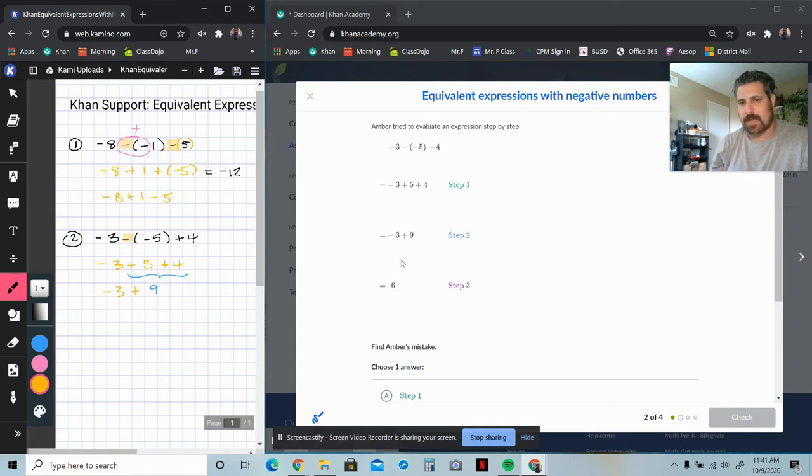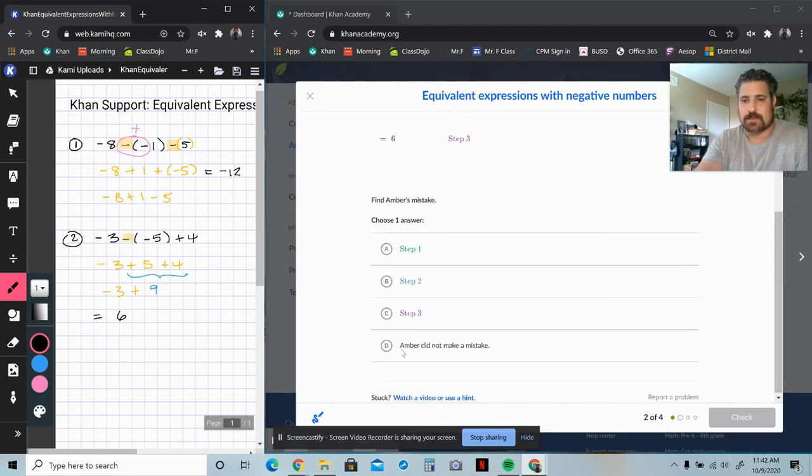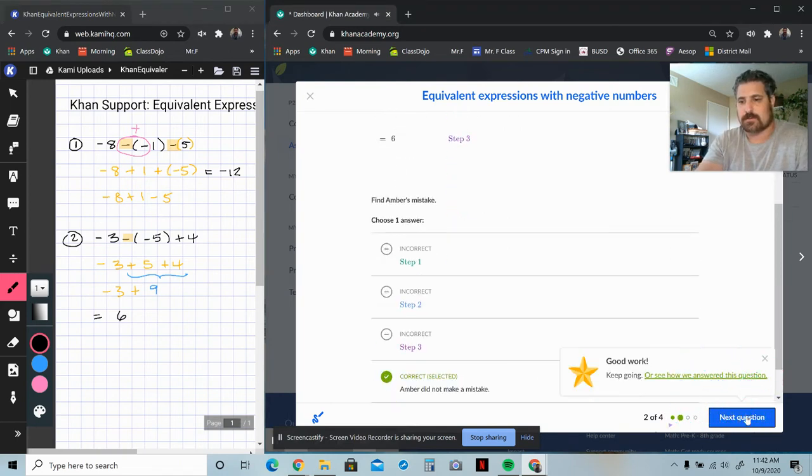And then the last step they have there is -3 plus 9. Who's going to win? The positive by how much? 6. Well, yeah, that's correct, right? If you scoreboarded this, there'd be 9 on the positive side and 3 on the negative side. Who's going to win? The 9 by how much? What's 9 take away 3? 6. So I think that that's actually a perfectly good answer. So they think the answer is 6, and I think the answer is 6. So it says, find Amber's mistake. I don't think Amber made any mistake. So I'm going to say Amber did not make a mistake.